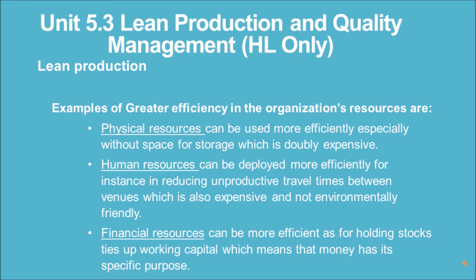Examples of greater efficiency in the organization's resources are: Physical resources can be used more efficiently, especially without space for storage, which is doubly expensive. Human resources can be deployed more efficiently, for instance in reducing unproductive travel times between venues, which is also expensive and not environmentally friendly. Financial resources can be more efficient, as holding stocks ties up working capital, which means that money has its specific purpose.